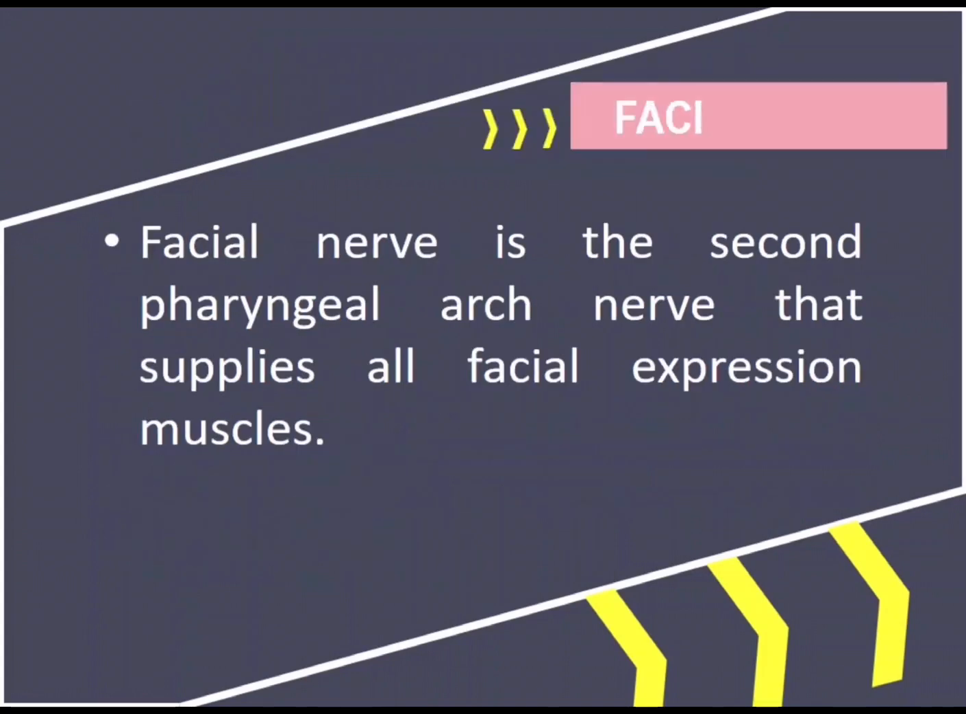The facial nerve is the second pharyngeal arch nerve that supplies all facial expression muscles. Although it does not serve the skin, its branches connect with the trigeminal nerve's branches.